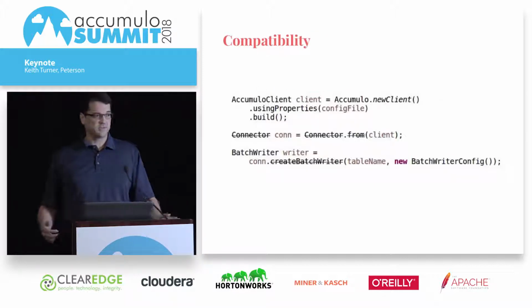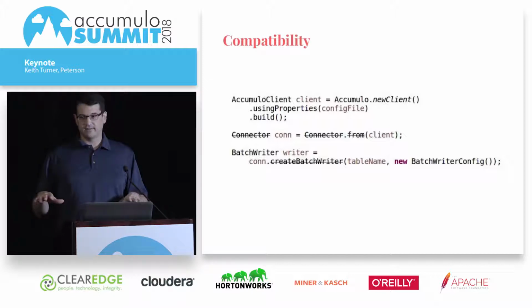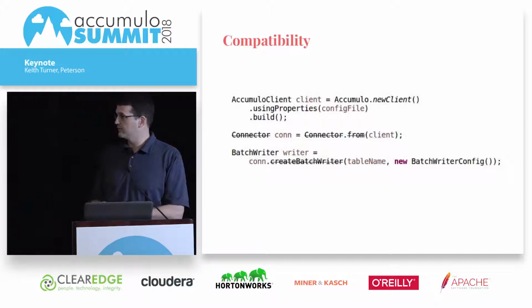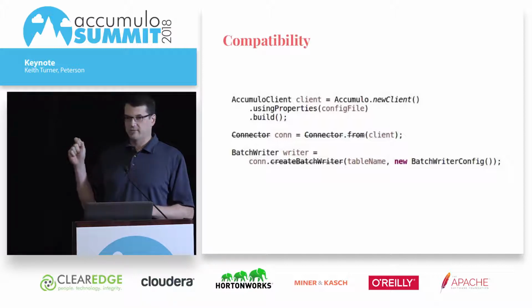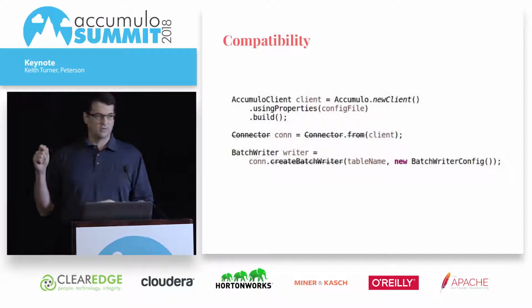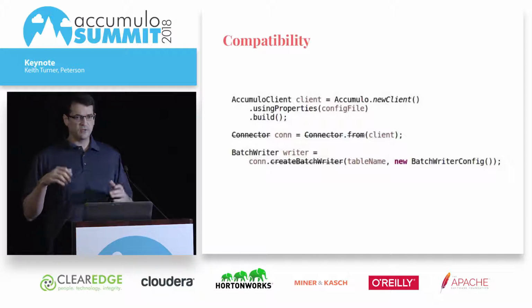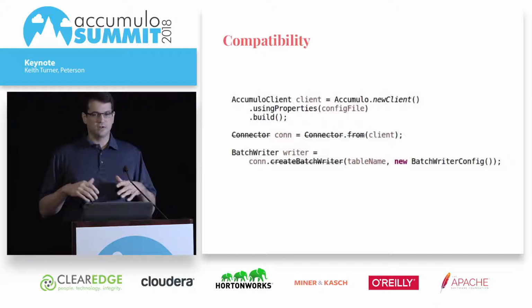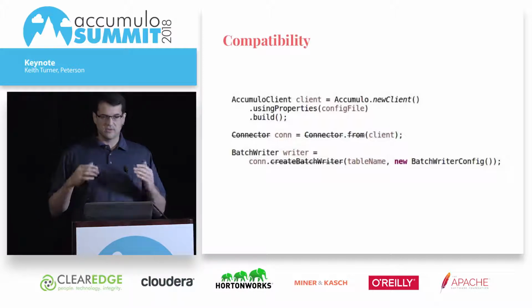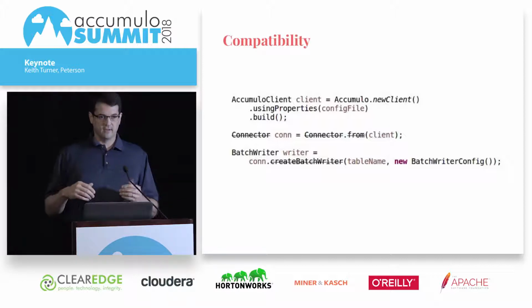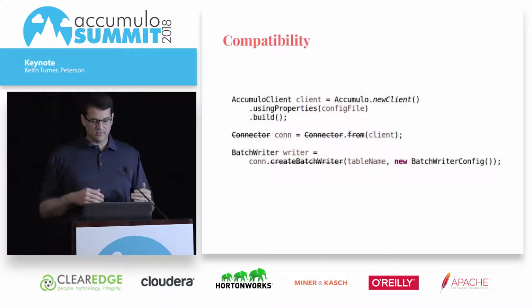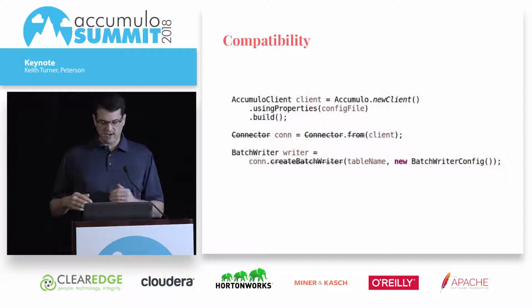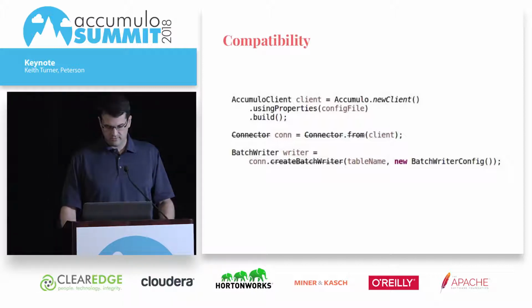Now, for compatibility with existing code, Connector is still there in Accumulo 2. It's just deprecated. And Connector has a static method called from on it, and you can pass it an Accumulo client, and it'll give you a Connector. So you can start writing new code that uses Accumulo client, and then for existing code that uses Connector, you can easily convert the client to a Connector and pass that to the existing code.